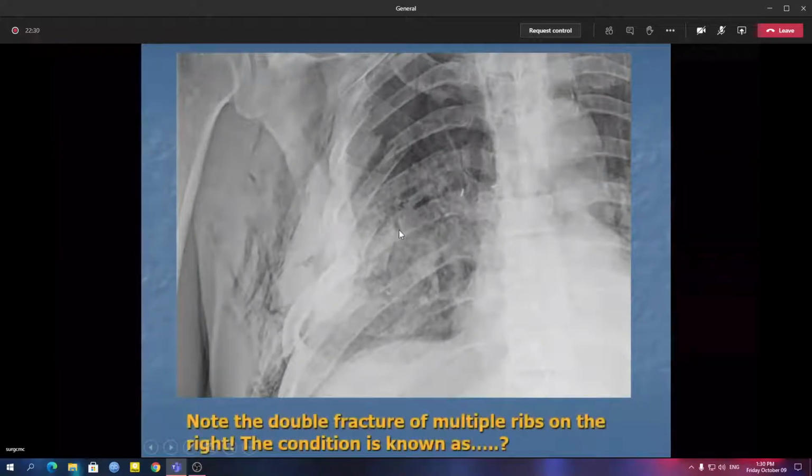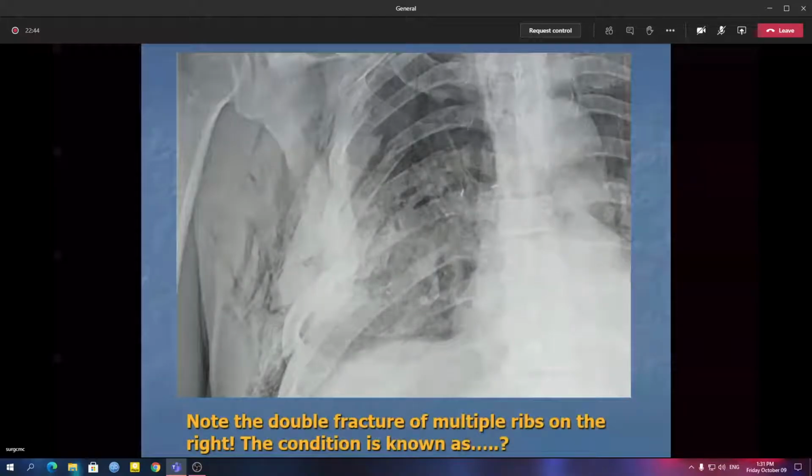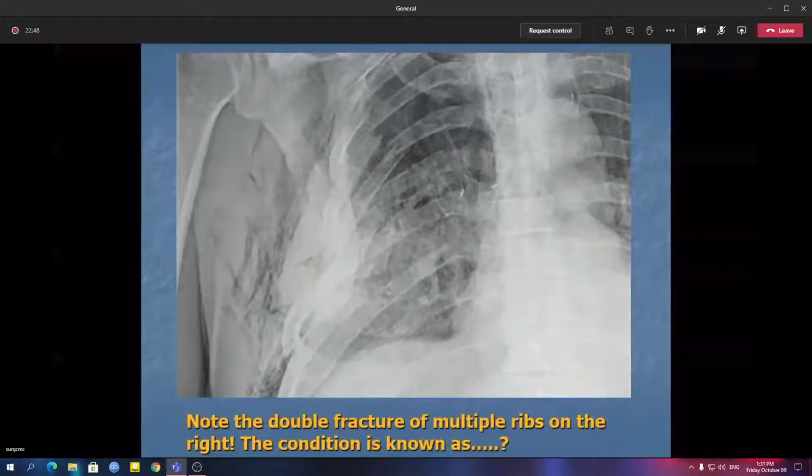Double flail chest. Come on, we're coming to that. I mean, it's a double fracture. So, if you are asked what you can see in this kind of picture, if you are given a chest X-ray with rib fractures, please look for double fractures, because the examiner is going to ask you questions on flail chest or another variant called Stove-in chest.